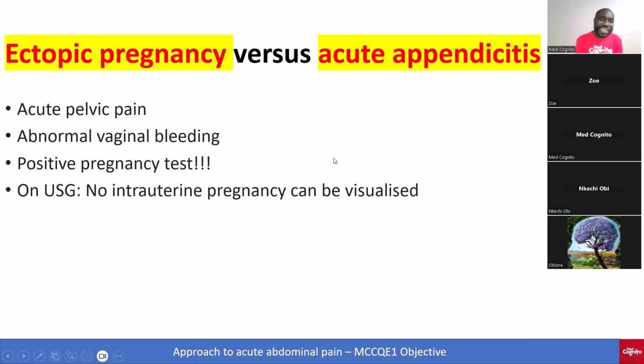Okay, so how will I differentiate ectopic pregnancy from acute appendicitis? In ectopic pregnancy as well, look for that patient who is a female, look for abnormal vaginal bleeding, look for a positive pregnancy test, and look for that clue which will say that, look, we did the ultrasound, and the ultrasound did not show any pregnancy in the uterus. That is it. Then you're thinking about ectopic pregnancy. So the patient has missed her cycle, pregnancy test is positive, ultrasound did not demonstrate that there is a fetus in the uterus. That is ectopic pregnancy. Don't look left, don't look right.